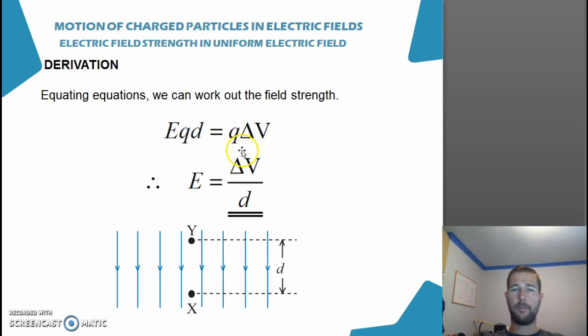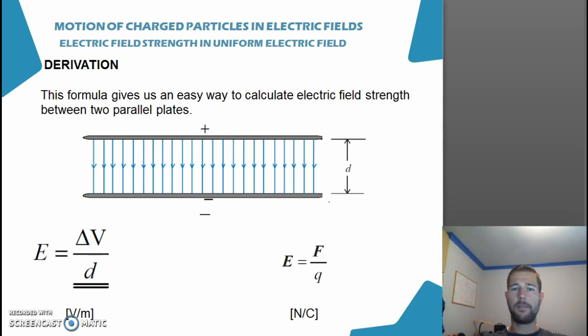Then rearranging the equation to make electric field strength the subject, we get electric field strength is delta V over d. This formula gives us an easy way to calculate the electric field strength between two parallel plates, for example, where we have our uniform field. However, we also still have our other equation to calculate electric field strength.